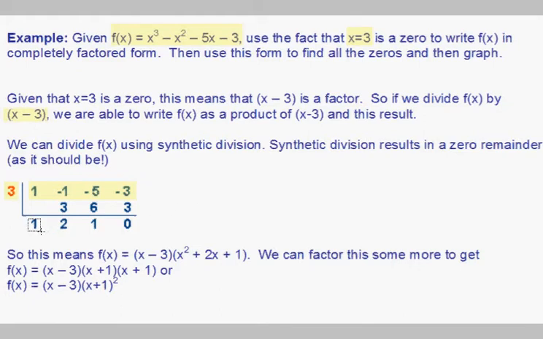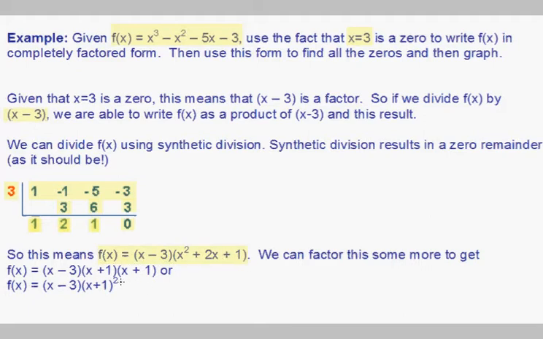Carry down the 1, then take 1 times our value of 3 to give 3. We add negative 1 plus 3 to give us 2. Take 2 times 3 to give us 6. We place that in the next column. Add the column entries, negative 5 plus 6 to give us 1. Take 1 times 3 to give us 3, and then add the last column entries to give us 0, which is our remainder. The numbers at the bottom give us the coefficients of our answer, 1x squared plus 2x plus 1. So this means f of x equals x minus 3 times x squared plus 2x plus 1.